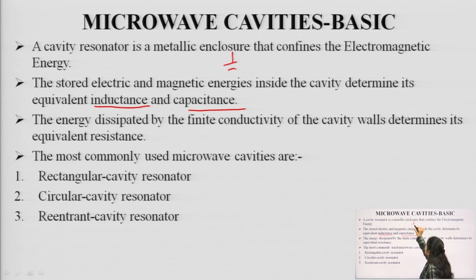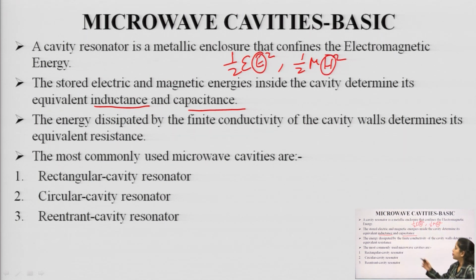Already we know the equation of energy stored in terms of the electric field and in terms of the magnetic field. The energy dissipated by the finite conductivity of the cavity walls determines its equivalent resistance. So, the stored energy inside the cavity determines its inductance and capacitance, and the energy dissipated determines its resistance.